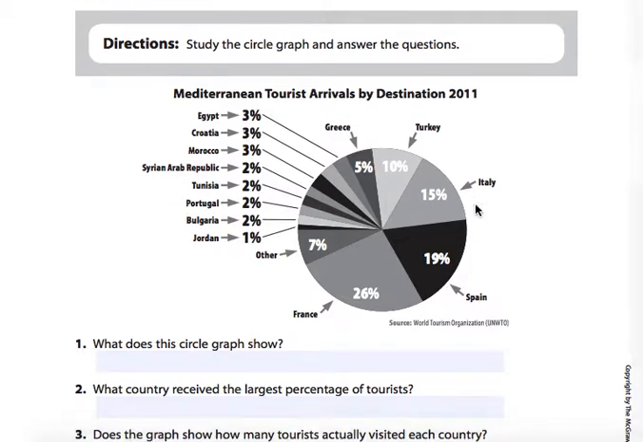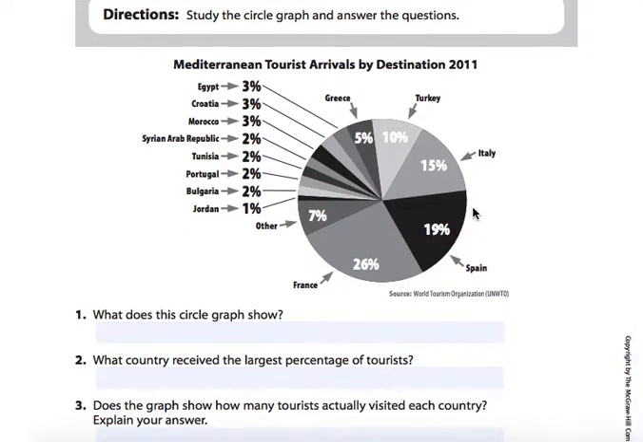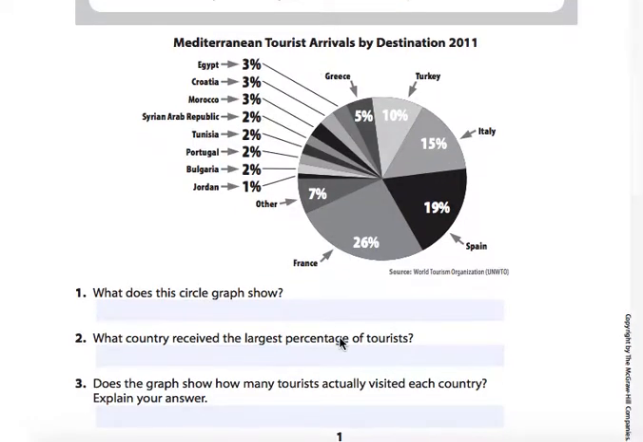Number two, what country received the largest percentage of tourists? France is here at 26. Spain is at 19, Italy is at 15, Turkey is at 10, Greece is at 5. Other, which would be a conglomerate of other countries, is at 7%. And then look at all of these, 2% are these kind of smaller countries. It's interesting that the two largest countries have the largest overall territory, so they would have the largest amount of tourism. So what country received the largest percent? That would be France.